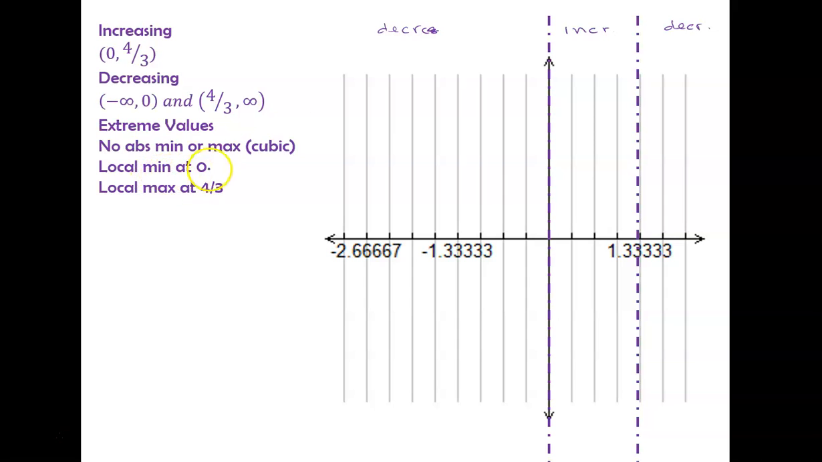I know that I have a min at 0, so I'm literally going to write min at that line, and I write max at this line, so that as I'm sketching, I can see what I'm supposed to be doing on these intervals. I also know I have no absolute min or max. In other words, it's a cubic, so I like to draw my end behavior in. On this side, it's going to go up, and on this side, it's going to go down. All right, so I need to start high and decrease.